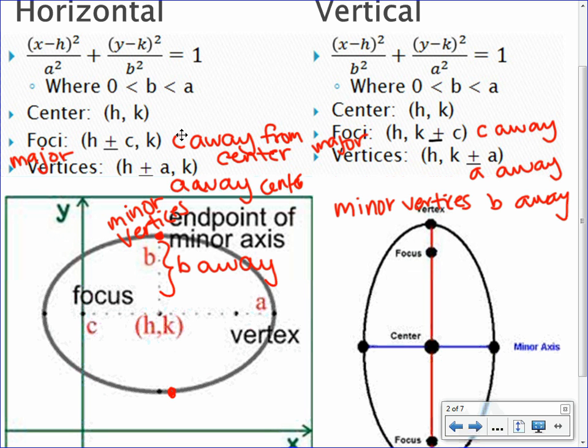Y will always be vertical, but since b squared is associated with x, it's just going to be shorter. Whatever number is associated with x, that's how far you move horizontally. Whatever number is associated with y, that's how far you move vertically. If you want to determine later which one's longer, the major axis versus minor axis, that's fine.